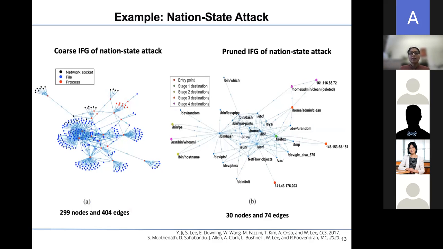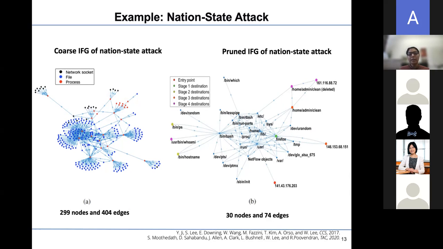Essentially, what I have here are some examples of real attack data and how we pruned the graph. The initial graph that we get from the system log, we are calling the cause IFG. On the left, you see the cause IFG for a nation state attack. It is an advanced multi-stage attack. And on the right, you see the pruned graph, the trimmed graph after applying the pruning techniques.